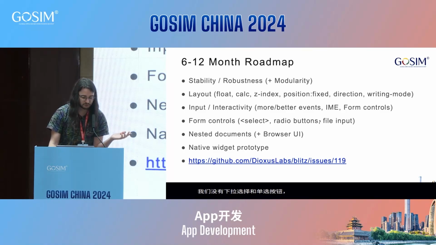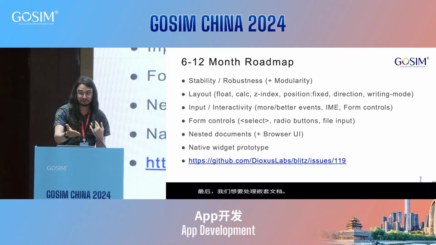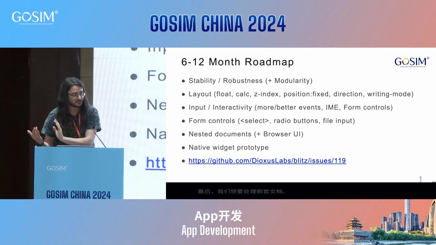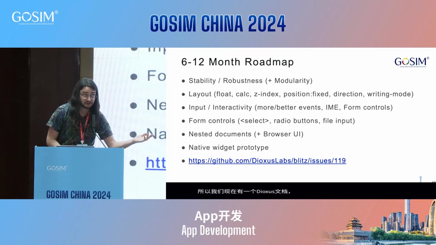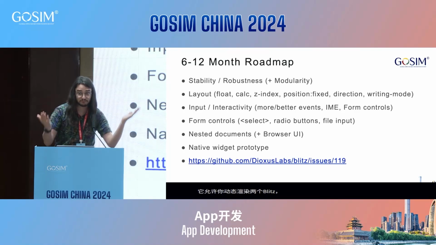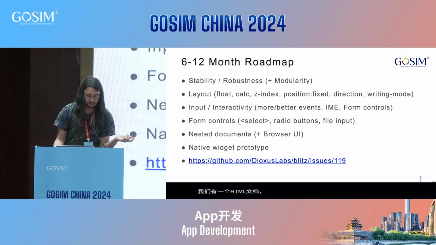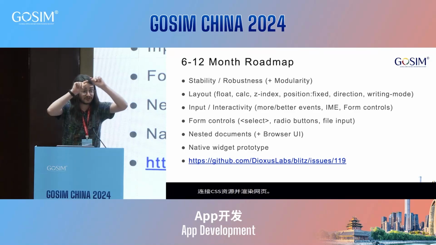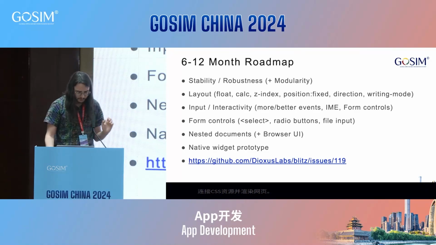Finally, we want to do nested documents. We have a Dioxus document currently, which allows you to dynamically render to Blitz using Dioxus, which you saw earlier. And we have an HTML document, which allows you to give it an HTML string and link CSS resources and render a web page, but you can't use both together. What we think would be really cool is if you could embed the web page inside the Dioxus, and then you get a browser UI written using Dioxus, and then you're also rendering the web page.